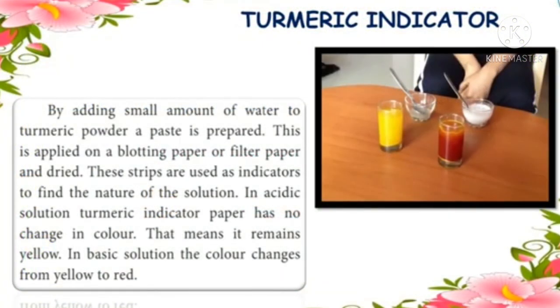Turmeric indicator. By adding a small amount of water to turmeric powder, a paste is prepared. This is applied on blotting paper or filter paper and dried. These strips are used as an indicator to find the nature of the solution. In acidic solution, turmeric indicator paper has no change in color. This means it remains yellow. In basic solution, the color changes from yellow to red.